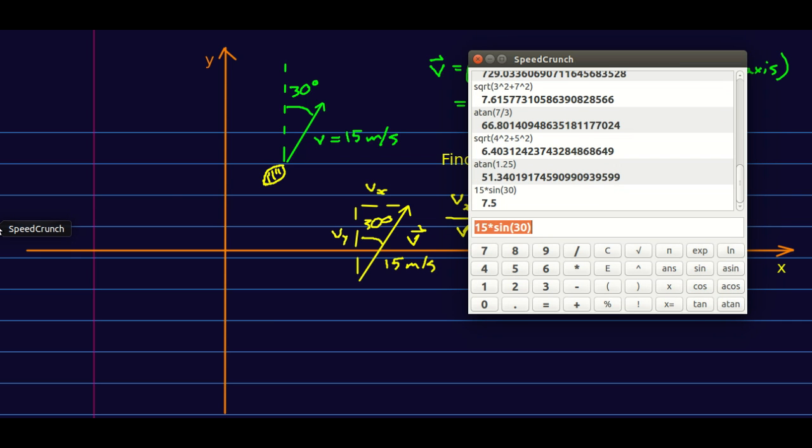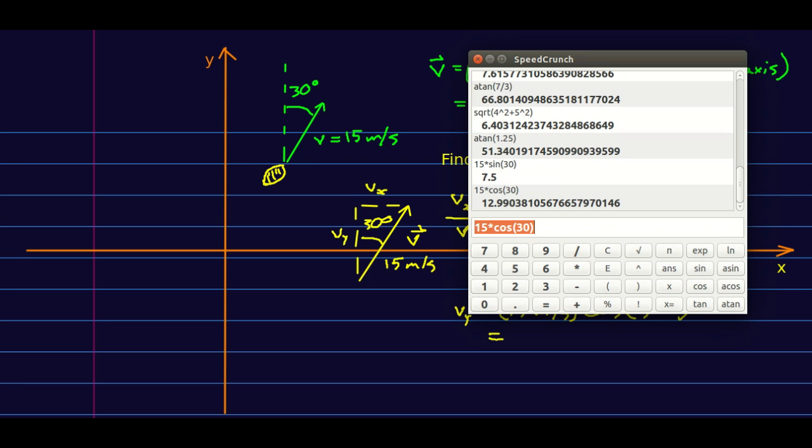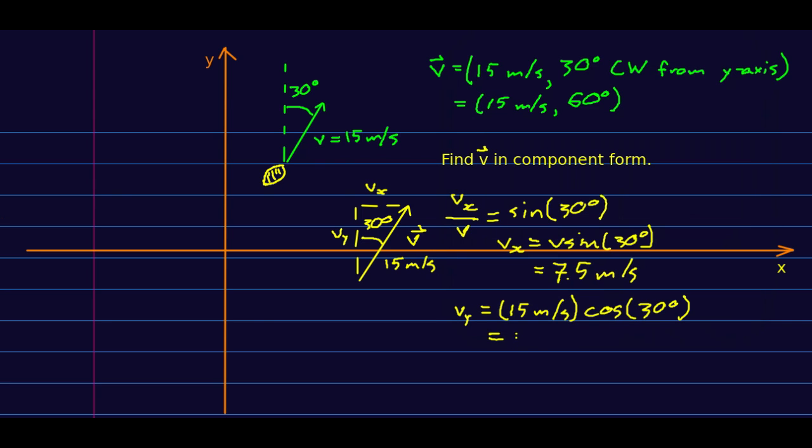So that is 7.5. Similarly, you can see that Vy must be V times cosine of 30 degrees, more or less 13. Okay, and there. So to go from magnitude direction to component form, just draw the triangle and do the trig.